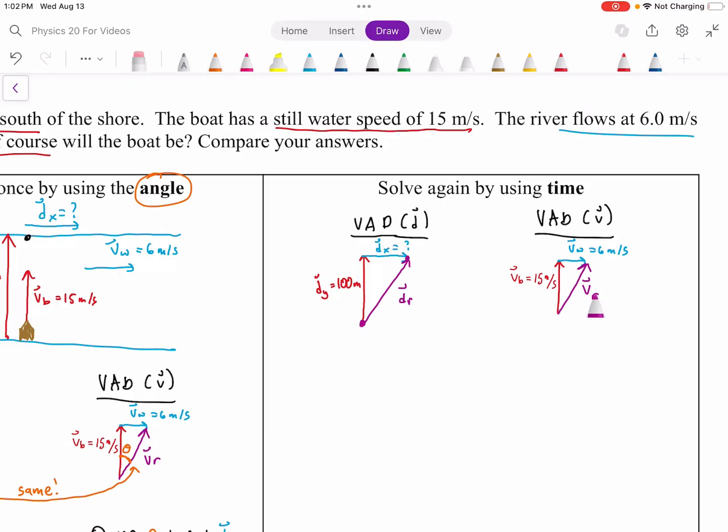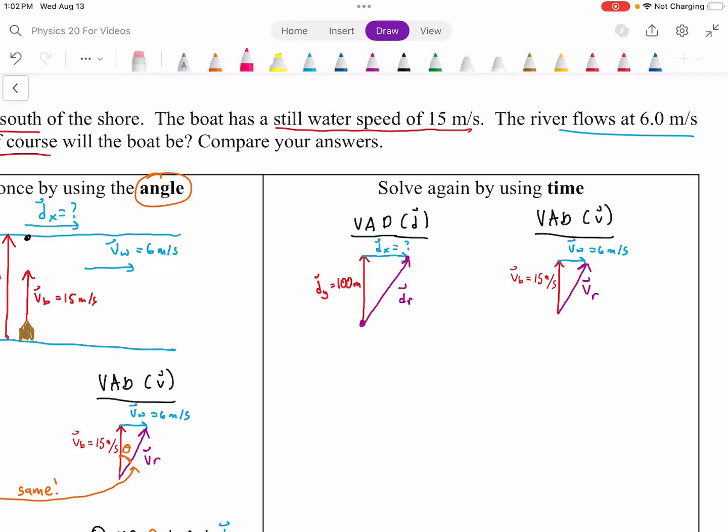So we can't mix those. It doesn't make sense to say that it traveled 100 meters going 6 meters per second, right? Because that 6 meters per second had nothing to do with taking it across the river. How fast it got across the river is going to come down to the fact that it was aimed across the river at 15 meters per second, and it had to go 100 meters to get across, right?